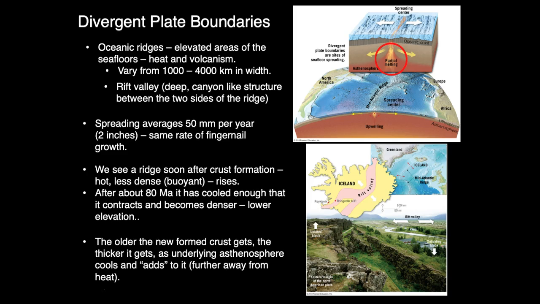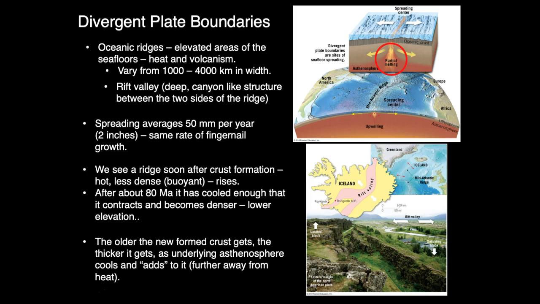These ridge systems tend to vary in width from 1,000 to 4,000 kilometers, but the crest is only about 2 to 3 kilometers in width. Along the crest of some of these ridge systems is a deep canyon-like structure called the Rift Valley, as you're seeing in the picture. And it is a feature that gives evidence to the tensional forces at hand that are pulling the crust apart.